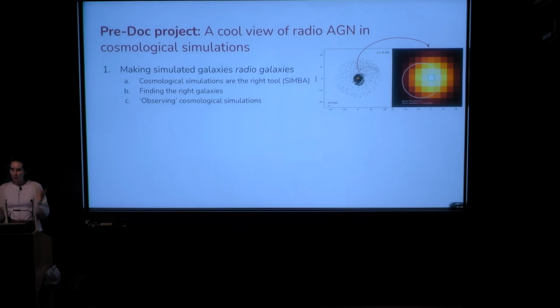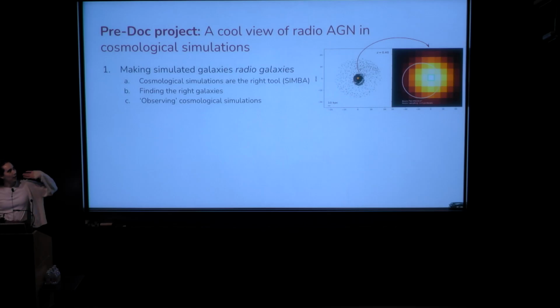So first, we need to make these simulated galaxies into radio galaxies, because in most cases, this can't be done off the shelf. So first, I want to convince you that cosmological simulations are the right tool to do this, as opposed to zoom-in simulations, which might be another alternative. Then I'm going to talk about how we can find the right galaxies out of these large boxes to call radio galaxies. And then I'm going to talk about how we actually go through the process of observing these galaxies to get data that matches our FLASH observations.